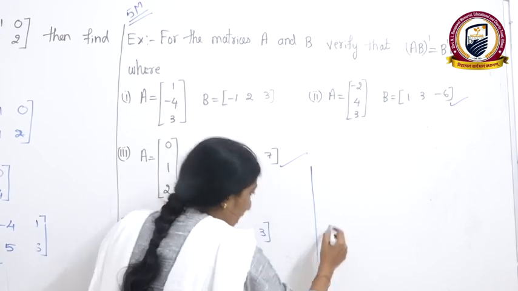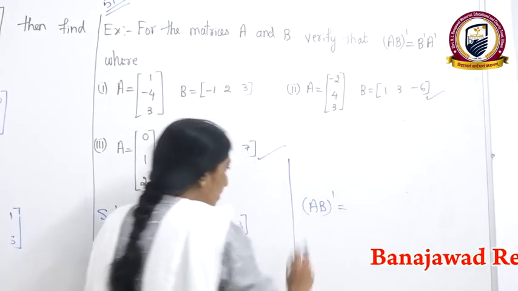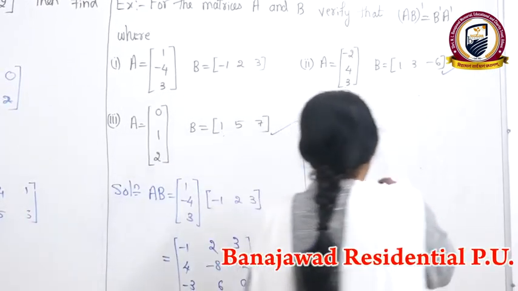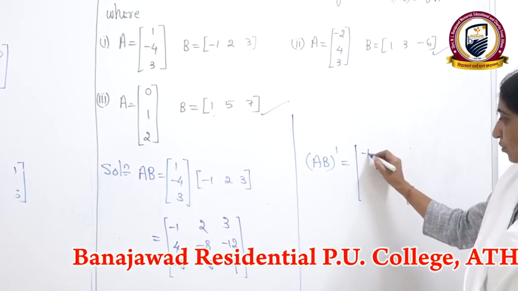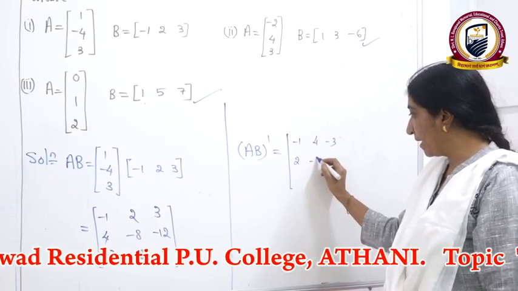Now I am writing (AB) whole transpose. Tell me, students, what you are doing here. Just we are interchanging the rows and columns. Write down that interchanging of elements. First column becomes first row. Then similarly write down the remaining.